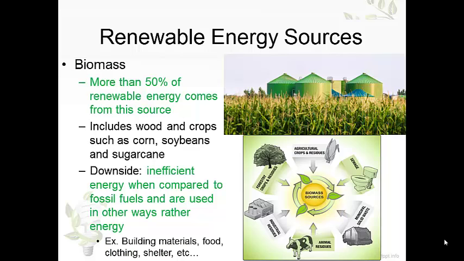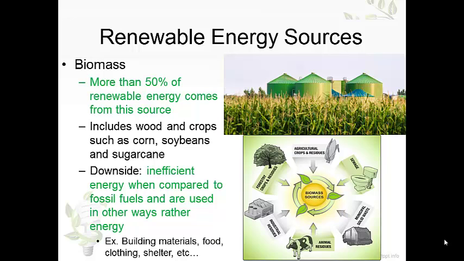All right, let's get on to renewable energy sources, and let's start with biomass. More than 50% of renewable energy comes from this source. Now, what is biomass? This includes stuff like wood and crops such as corn, soybeans, and sugar, animal residue, and so on and so forth.